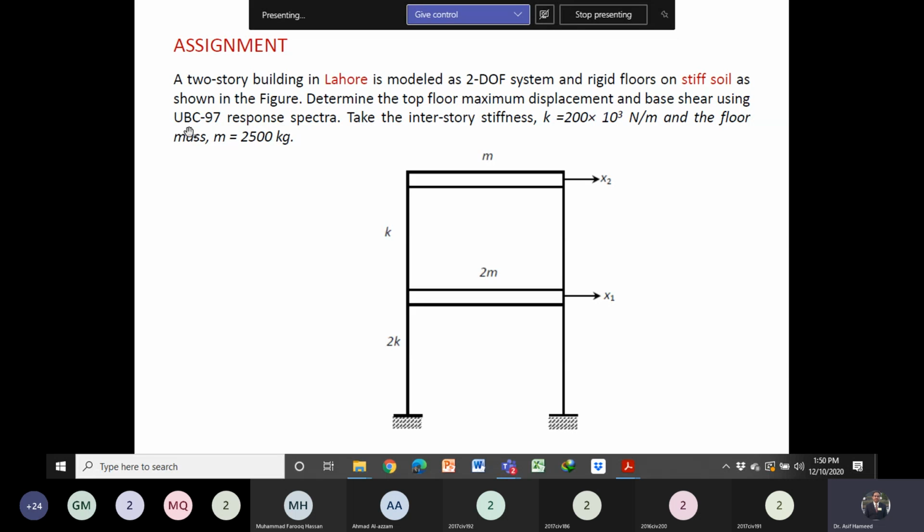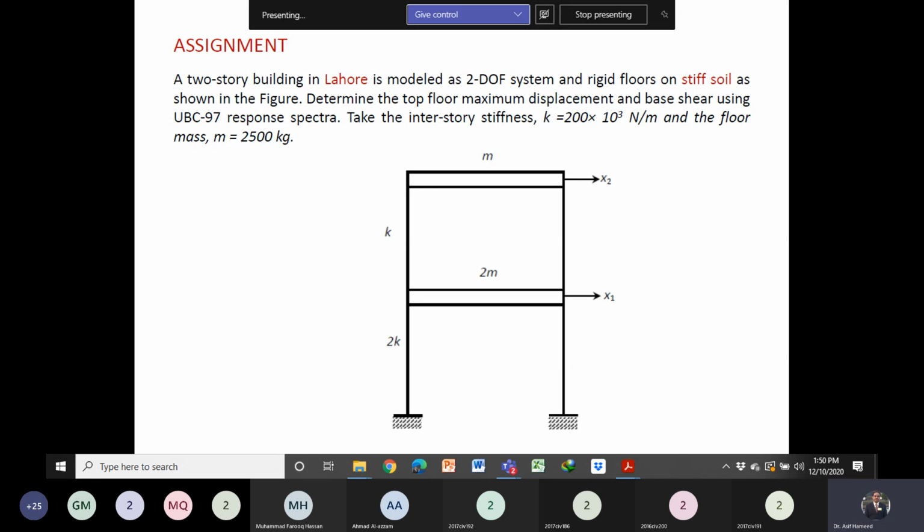So by using the UBC 97 response spectrum, you have to find out the response of this structure, which is to be built in Lahore. Okay, we have to build it in Lahore, and the type of the soil in Lahore is the stiff soil. Story stiffnesses are given, the floor masses are given. So what will be the first step?